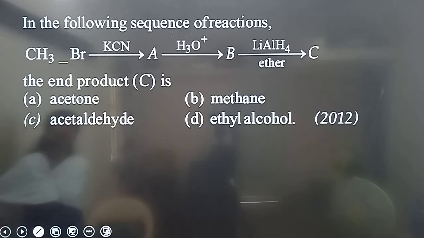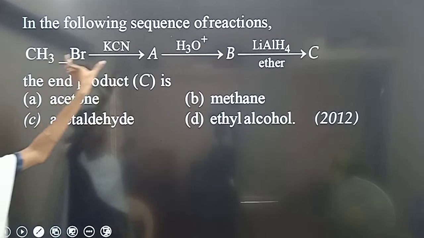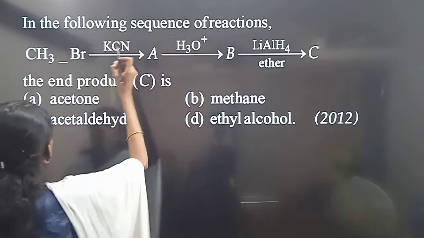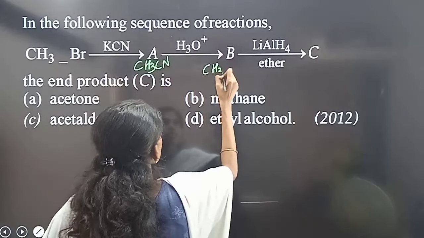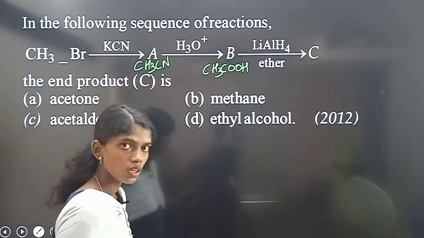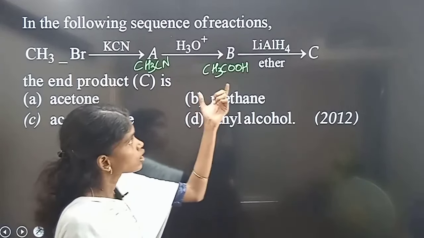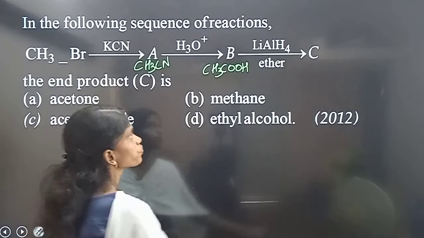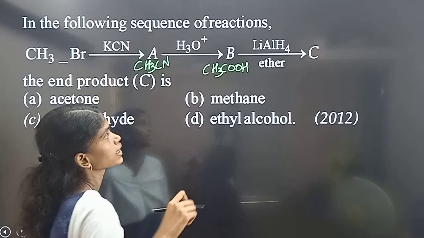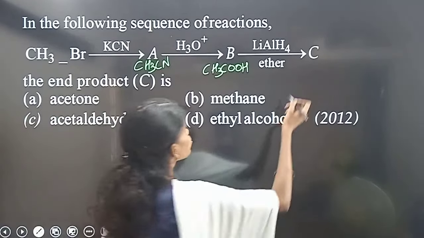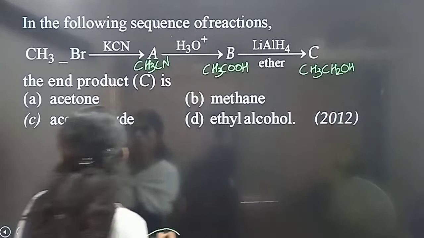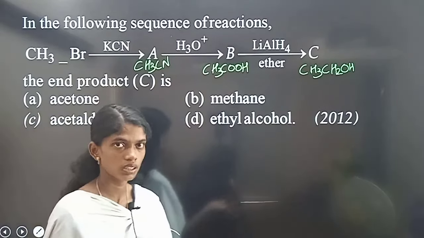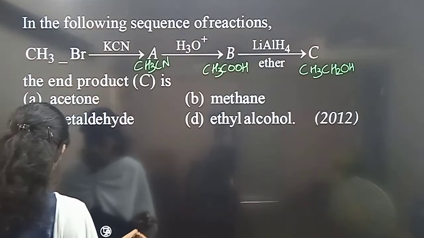In the following sequence of reactions, the end product C is? So CH3Br is reacted with KCN, which is a nucleophilic substitution reaction, giving CH3CN, which then hydrolyzes to CH3COOH, the preparation of a carboxylic acid. So this is acetic acid. When acetic acid is reduced, it yields ethanol, CH3CH2OH. So ethyl alcohol is nothing but ethanol, so option D is the right answer.